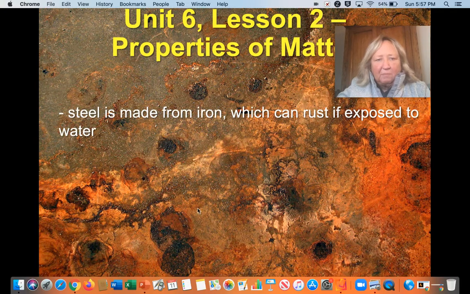Okay, so here's a couple examples. Steel is made from iron. So steel or iron will rust if exposed to water. We're going to look at a really good example of that in just a second.